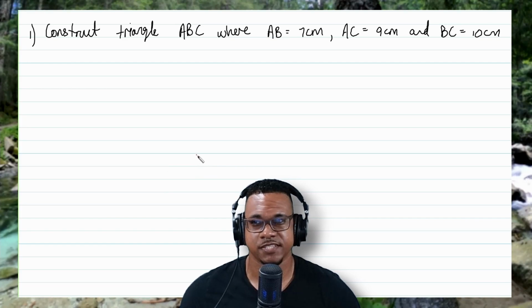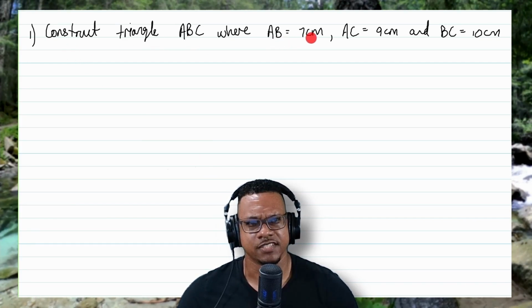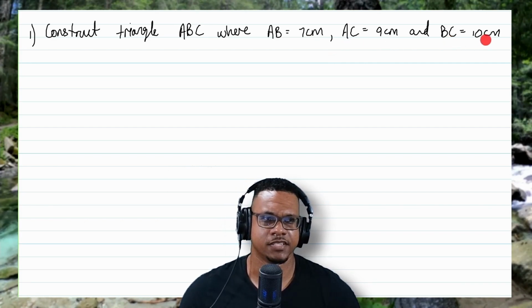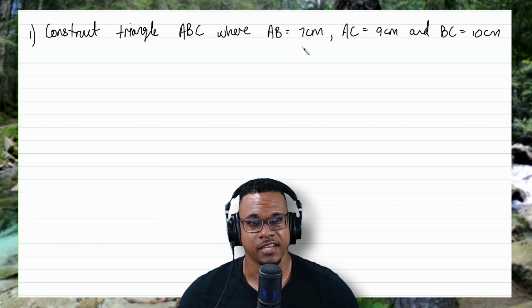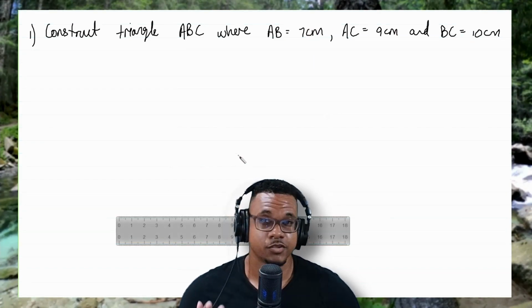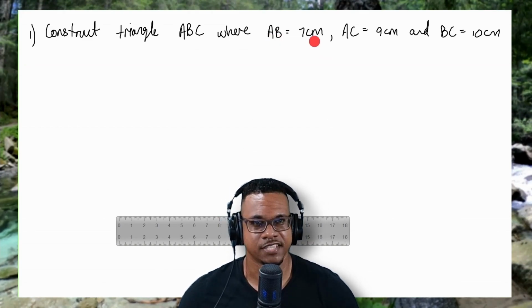So here I have my first question, where I want to construct a triangle ABC, where AB is 7 centimeters, AC is 9 centimeters, and BC is 10 centimeters. Now you can see that we are given the lengths of all three sides. So this will be our first scenario here. So first I'm going to start by drawing line segment AB, which will be 7 centimeters.